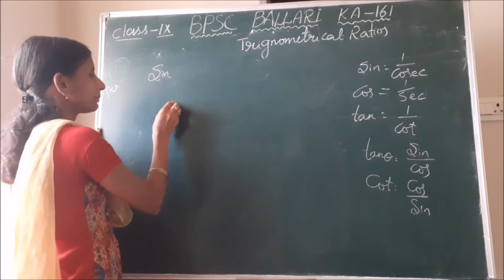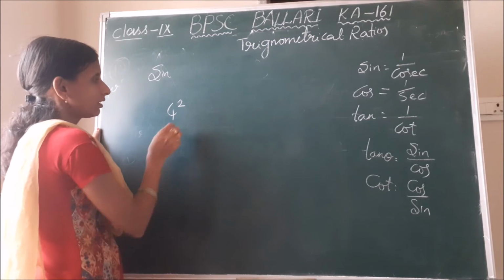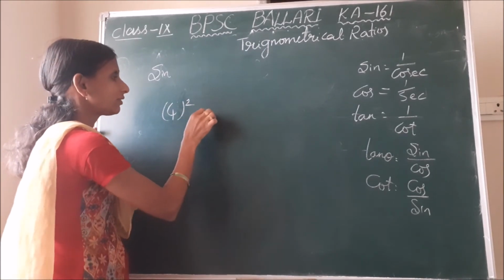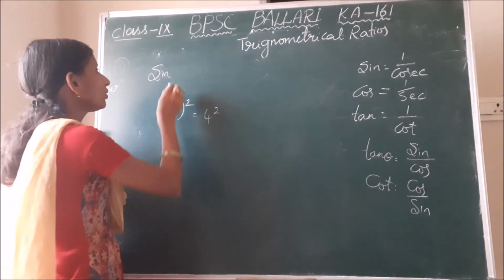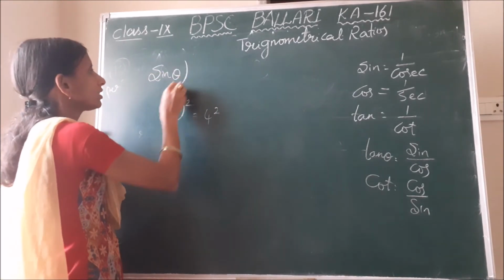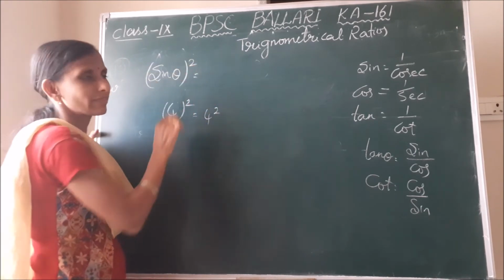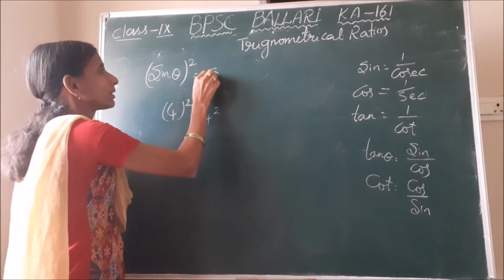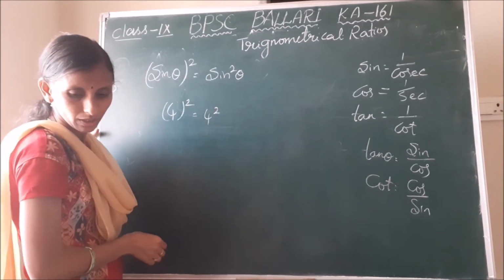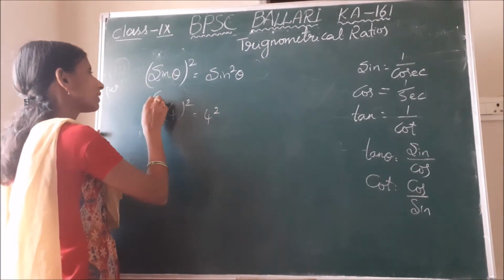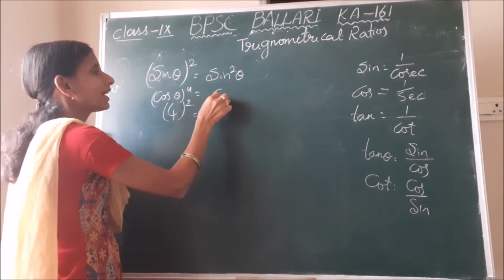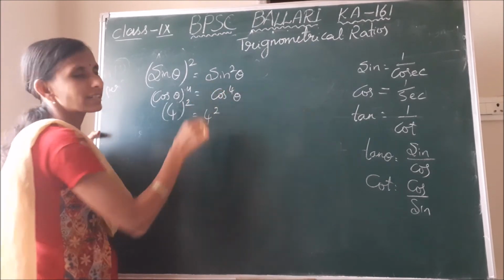Okay, next we are having powers. For example, if it is 4 square, or 4 power 2, we will write 4 square. Now sine theta, theta is one of the angles. Now sine theta whole square is given. So what does it mean? It means sine square theta. If it is given cos theta whole power 4, it means cos power 4 theta.